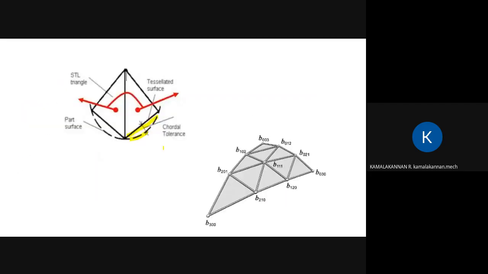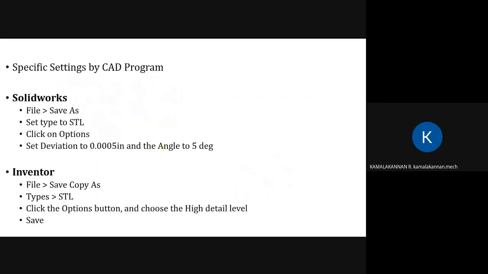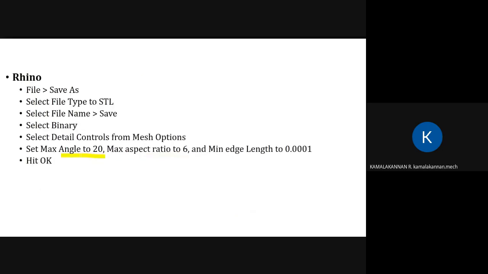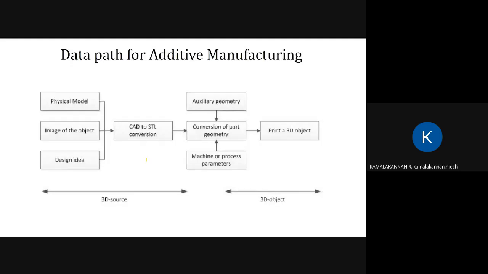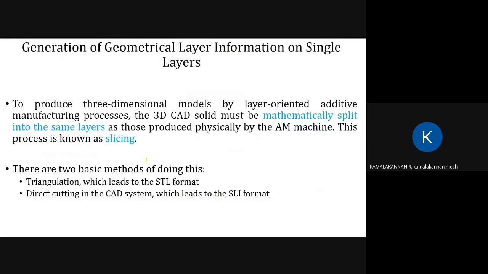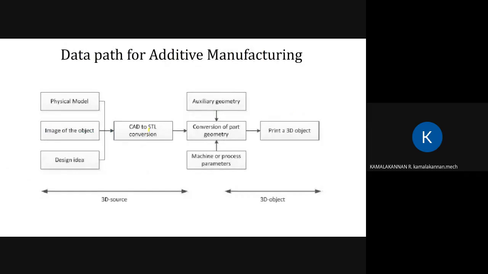We can call this the output. And we have also seen what you have to maintain in SolidWorks, what you have to do in Inventor, and what you have to do in Rhino. This is what we saw in the last class, and in today's class we will see what an STL file contains, and look at the STL file in some detail.